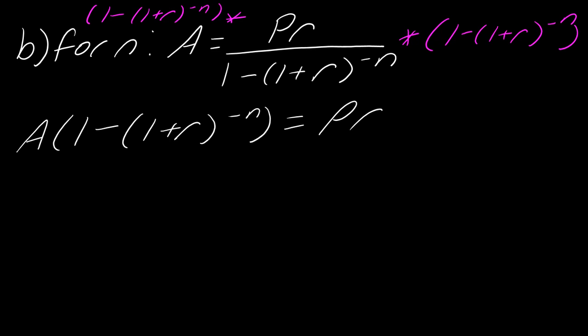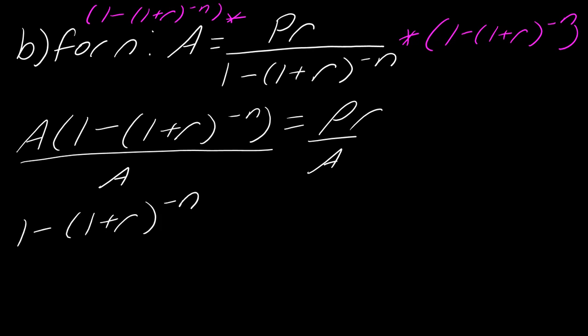You have some options of how to go about this. I think I'm just going to go ahead and divide by a. I'm going to divide both sides by a to get 1 minus 1 plus r to the negative n equals pr over a. Remember, the goal here is we're trying to get this thing isolated so we can figure out what to do next. I think the next best thing to do would be to subtract the 1.